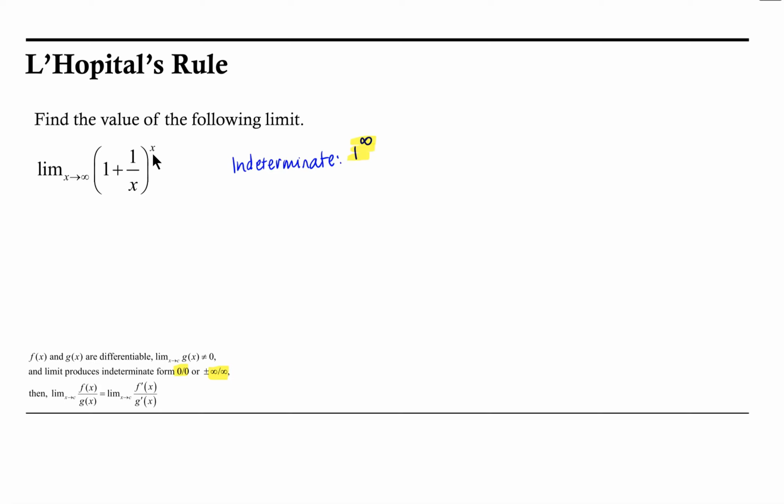So let's start by simply calling our function y, and y will be 1 plus 1 over x raised to the x power. Now we can use logarithms to turn this exponentiation into a product, and then once we have a product, we can probably take what we have and turn it into a quotient as we need. So let's take the natural log of both sides of this equation.